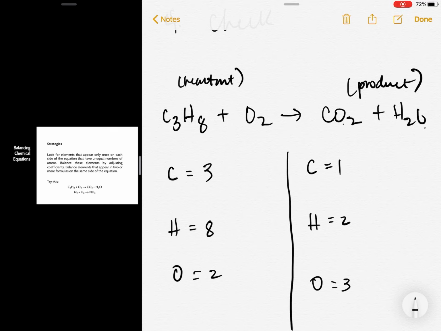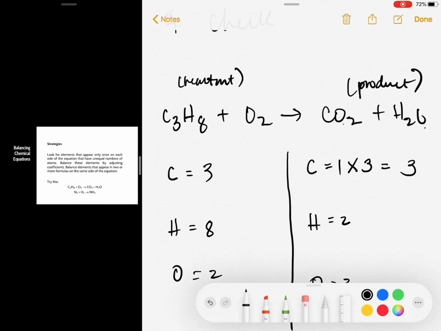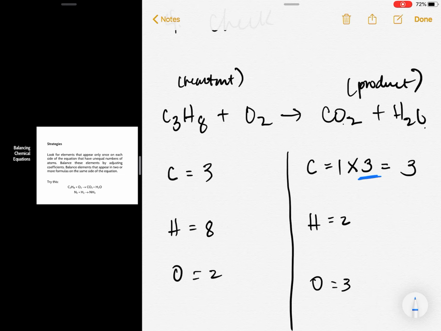Paano sila magiging equal? You multiply one side with a whole number or two sides with a whole number. Depende sa kaso, no? So, in this case, si 3, hindi ko naman pwedeng gawing 1. Pero si 1, pwede kong gawing 3. Paano ko gagawing 3 si 1? Multiply it by 3. So, if I multiply it with 3, carbon in this side will now be 3. Now, take note, class. Kung ano yung number na pinang-multiply ninyo, siya yung ilalagay ninyong coefficient. The number that you multiplied, the whole number that you use for multiplying is equivalent to the coefficient. I hope that is clear.